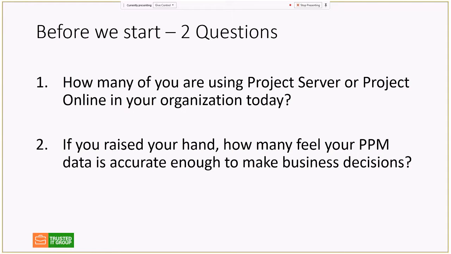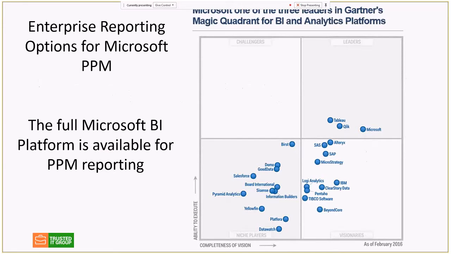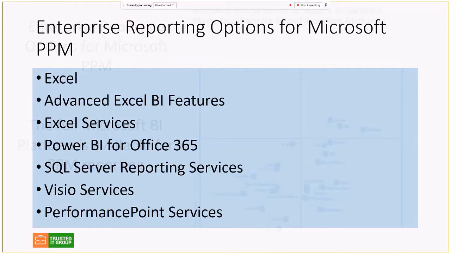Let's talk now about the reporting options for Microsoft PPM. So you're seeing here the Magic Quadrant from Gartner. It is as of February 2016, and you see that Microsoft is among the leaders with the BI platform. And there's a good reason that it's at the top, because we have a lot of reporting options, a lot of reporting tools that we can use in Project Server and Project Online to visualize the data.